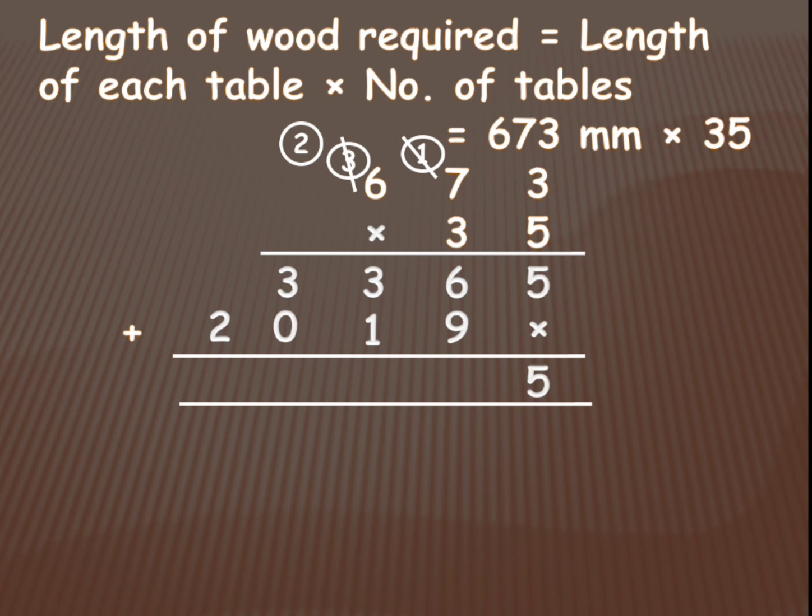5, 9, 6 plus 9 becomes 15. 5 and 1 you will carry. 1 plus 3, 4. 4 plus 1, 5. 3 plus 0 will be 3, and 2 you will write it as it is because you don't have anything to add. So here how much did we get? You got 23,553 millimeters, isn't it, children? So you will write it down.